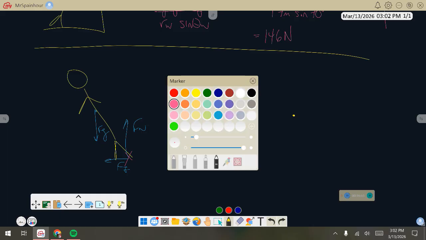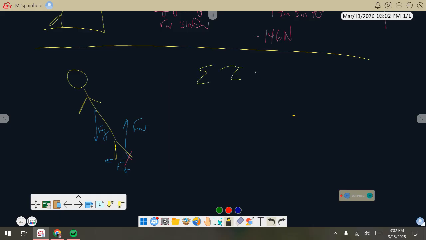All right, so in this particular case, again, we have sum of torques equals I alpha. What about this picture tells you that this equation has to be the case? What about this situation tells you that you have to do this? That's what I was looking for a second ago.